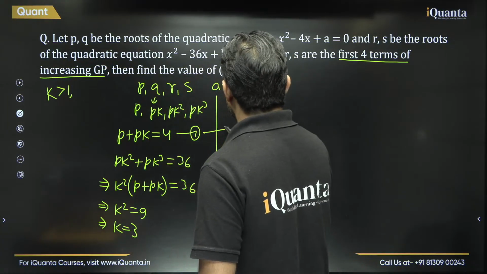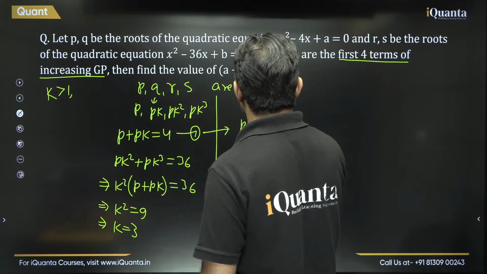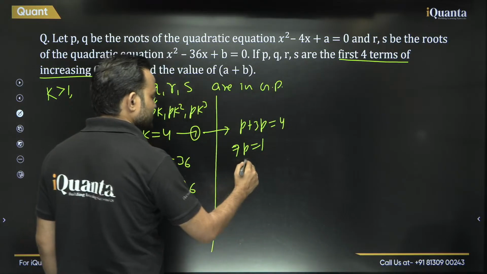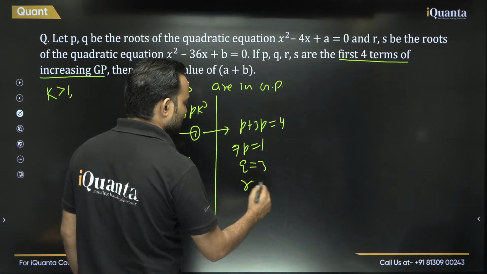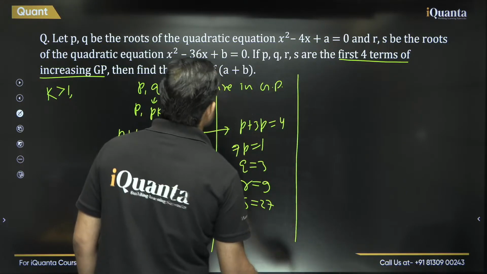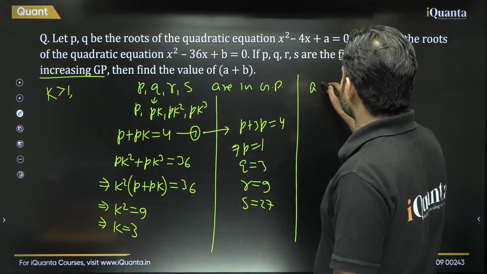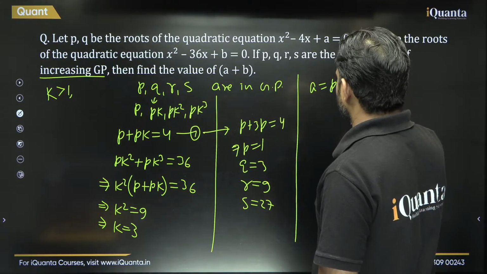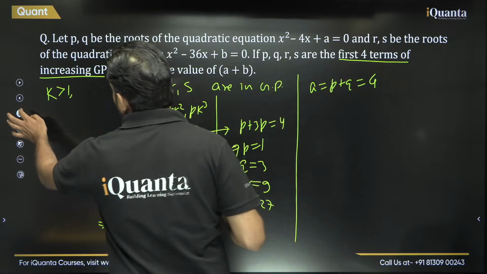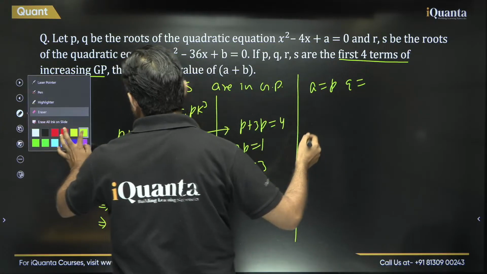Now from there, P plus 3P is equal to 4, or P is equal to 1. If P is 1, Q will be equal to 3, R will be equal to 9, and S will be equal to 27. What's the question? The value of A plus B. What is A? A is equal to P plus Q, that will be equal to 4, right? Sorry. A is equal to P into Q, not P plus Q. P into Q, product of the roots.